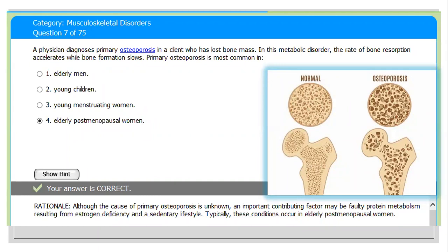And how do we diagnose it? By bone density studies. Rationale: although the cause of primary osteoporosis is unknown, an important contributing factor may be faulty protein metabolism resulting from estrogen deficiency and a sedentary lifestyle. Typically, this condition occurs in elderly post-menopausal women.